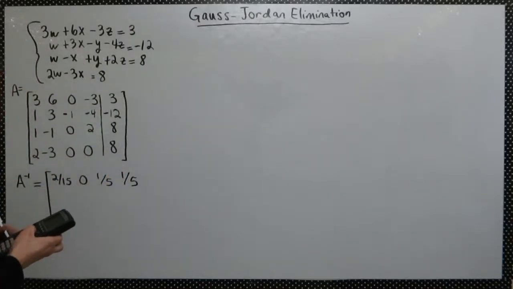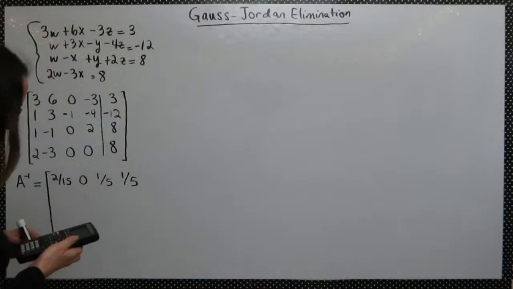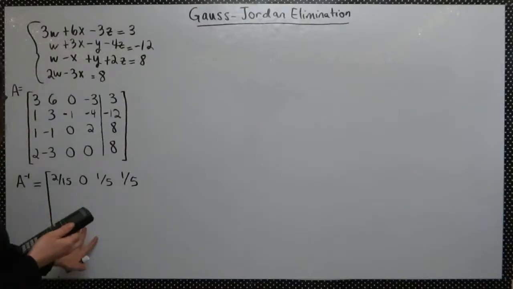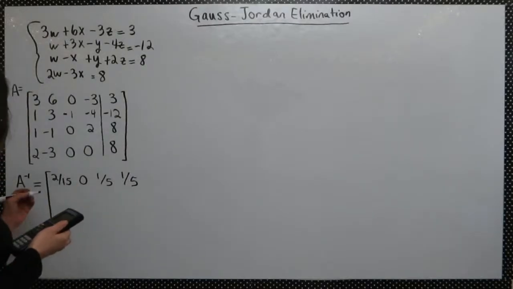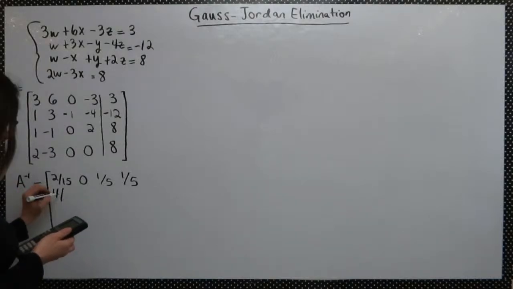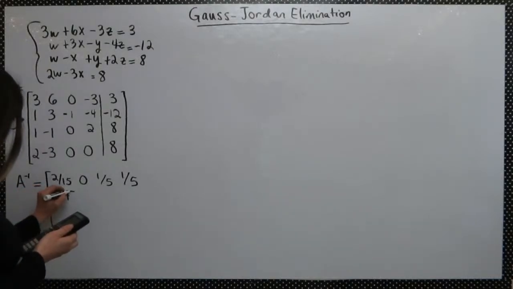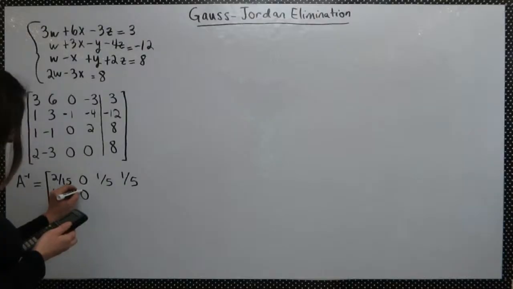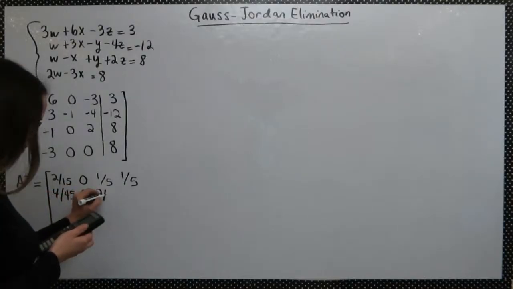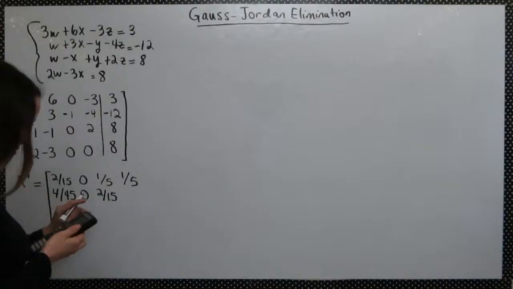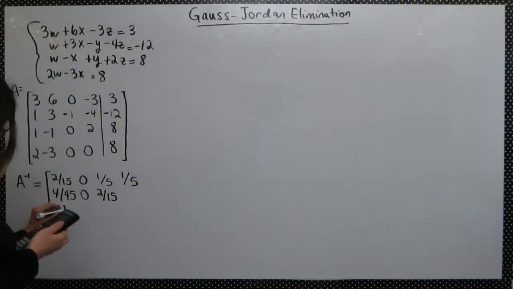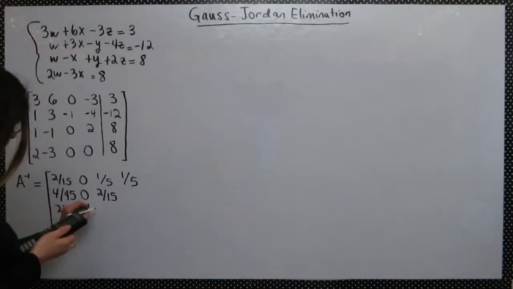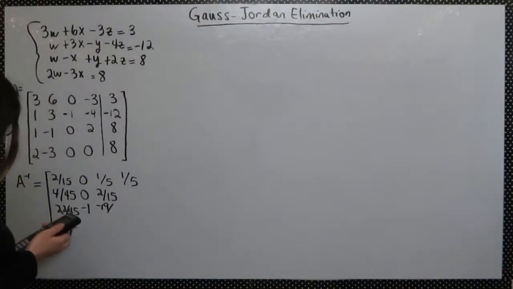And I'm having to scroll a lot, so I'm just going to do the first 3 columns, scroll, and do the last column because that's too hard to keep scrolling like that. So it's 4 over 45. This one is really ugly. 0, 2 over 15. We got 22 over 45, negative 1. And this is negative 19 divided by something, and then negative 1 over 45.